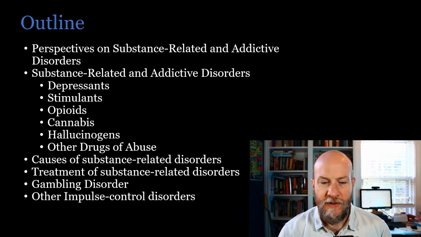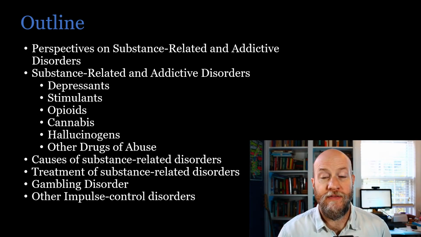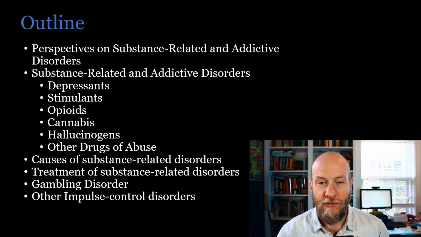So we're going to begin by saying what are the features of substance-related and addictive disorders. We're going to talk about the effects of all the individual classes of drugs, such as depressants, stimulants, opioids, etc. We'll talk about what are the causes that contribute to substance-related disorders based upon the most recent research. How do we treat substance-related disorders? And then we'll talk a little bit about impulse control disorders like gambling and pyromania, kleptomania, things like that. So ultimately, we're going to cover a lot of ground today.